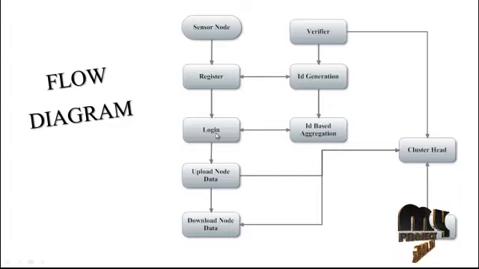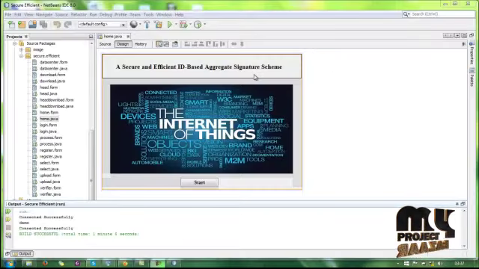The sensor node logs into the data center, and the verifier checks the sensor node based on the ID-based aggregation. The next process is upload node data. Upload node data means the sensor node transfers a file to the data center. The sensor node selects the file and sends it to the cluster head, and the cluster head transfers the file to the data center. Another process is download node data. The sensor node selects the file from the data center and sends a request to the cluster head, and the cluster head searches for the file in the data center, retrieves it, and sends the file to the sensor node. Let's see the demo of our project.